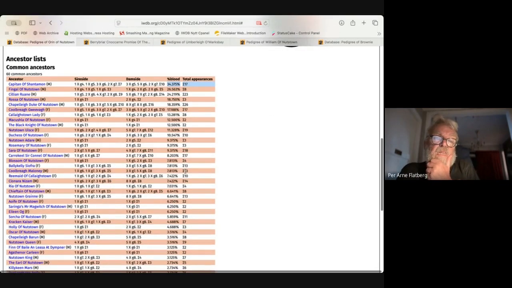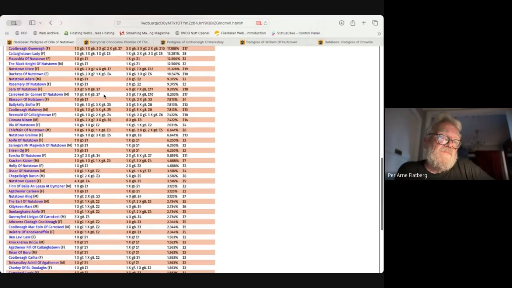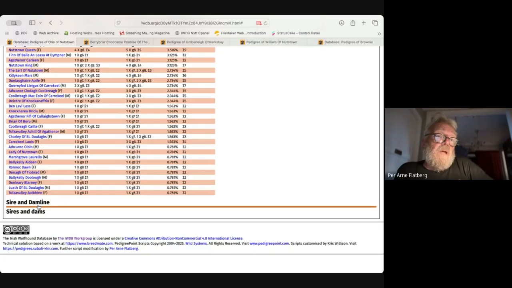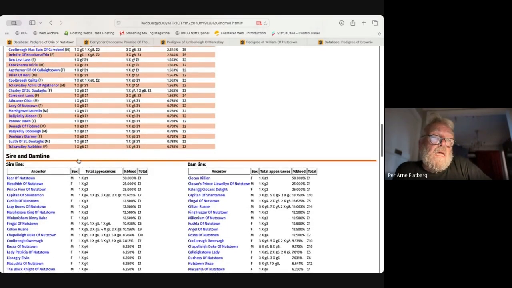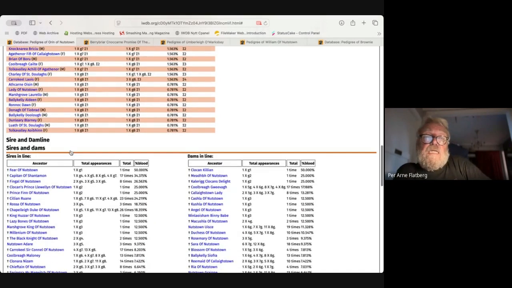And as you'll see, the number of times the dog appears in the pedigree isn't necessarily important, but the closeness is important together with the number of times. So that's why we list 1 time in generation 4, once in generation 5, 3 times in generation 6, twice in generation 7, and so on. And you can use that in a fairly good way. Down here we have the sire and dam lines, where you can explore the sires and dams in the pedigree.